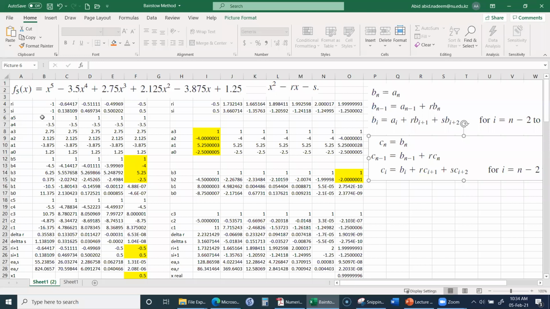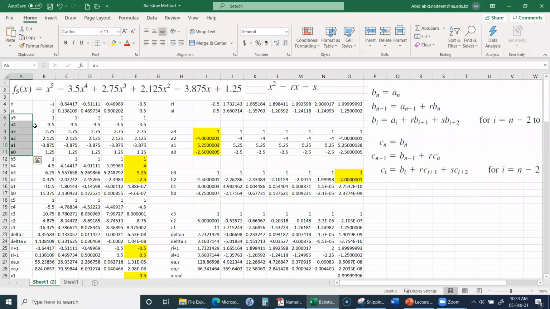Okay, so next we will need to list the coefficients a5 to a0. Okay, so coefficients a5 to a0 will be the same. So for example, 1 minus 3.5, 2.75, these are the coefficients of the original equation. So 1 minus 3.5, 2.75, 2.125, and minus 3.875. And then a naught is 1.25.